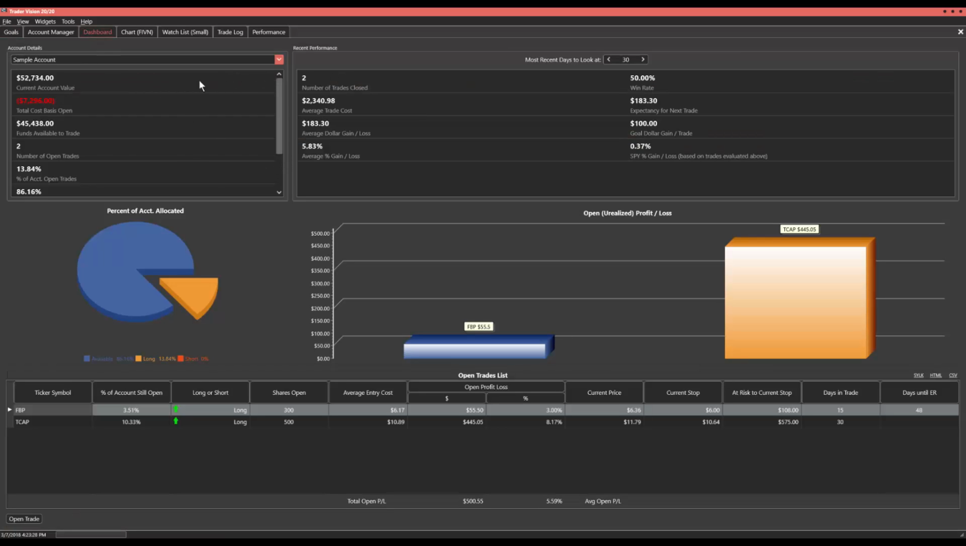There's a dashboard that shows you where you're at in your account, how much of your account is in long trades or short trades, and how much of your cash is available. It shows you all of your open trades and where you're at in those trades in terms of percentage and dollars. It shows them to you graphically if you prefer that. You can look at your most recent performance, and it defaults to 30 days, but if you want to look at your one-day performance, you can do that. In this account, there's no activity, so it's nothing for one day. And it gives you some statistics on that.